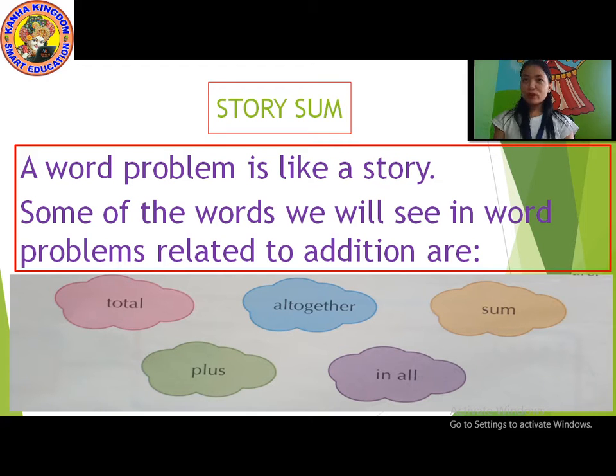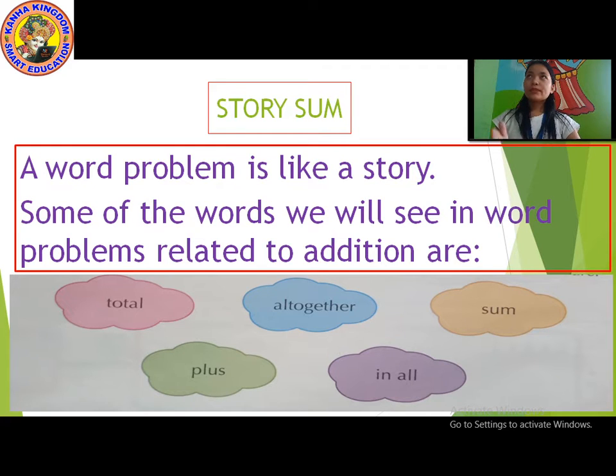Now we are going to learn about story sums. Okay student, story sum. A story sum is a word problem, and a word problem is like a story. Sometimes in maths we have to find out many things by understanding a story. Sometimes you may get lots of questions, and you may find that the question is like a story.